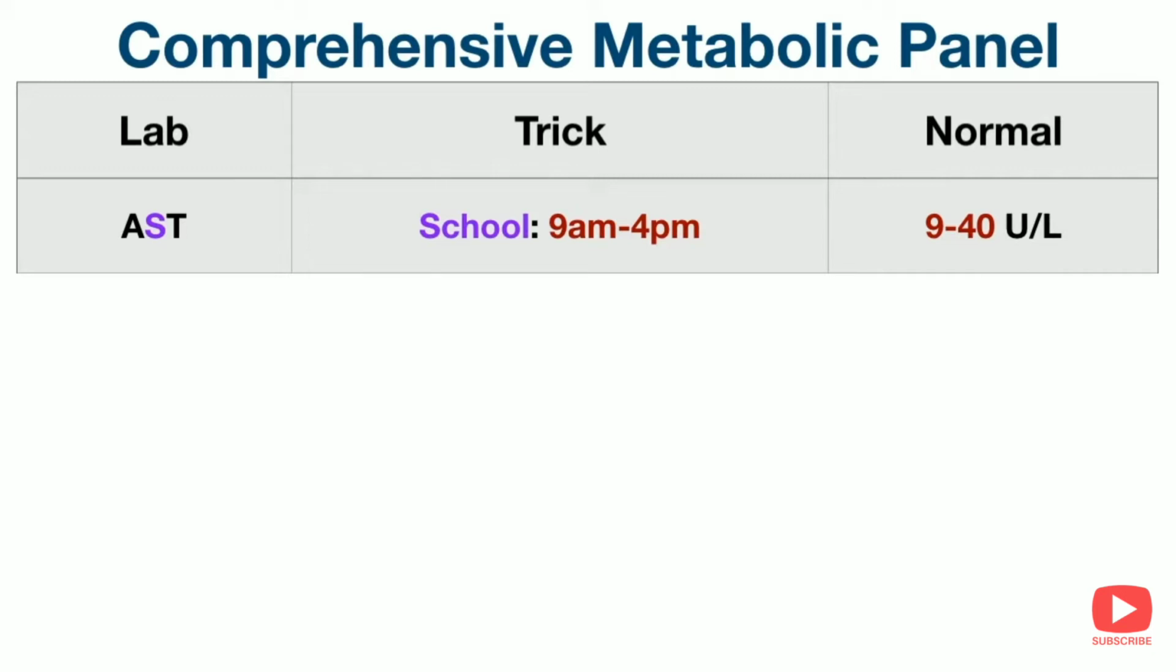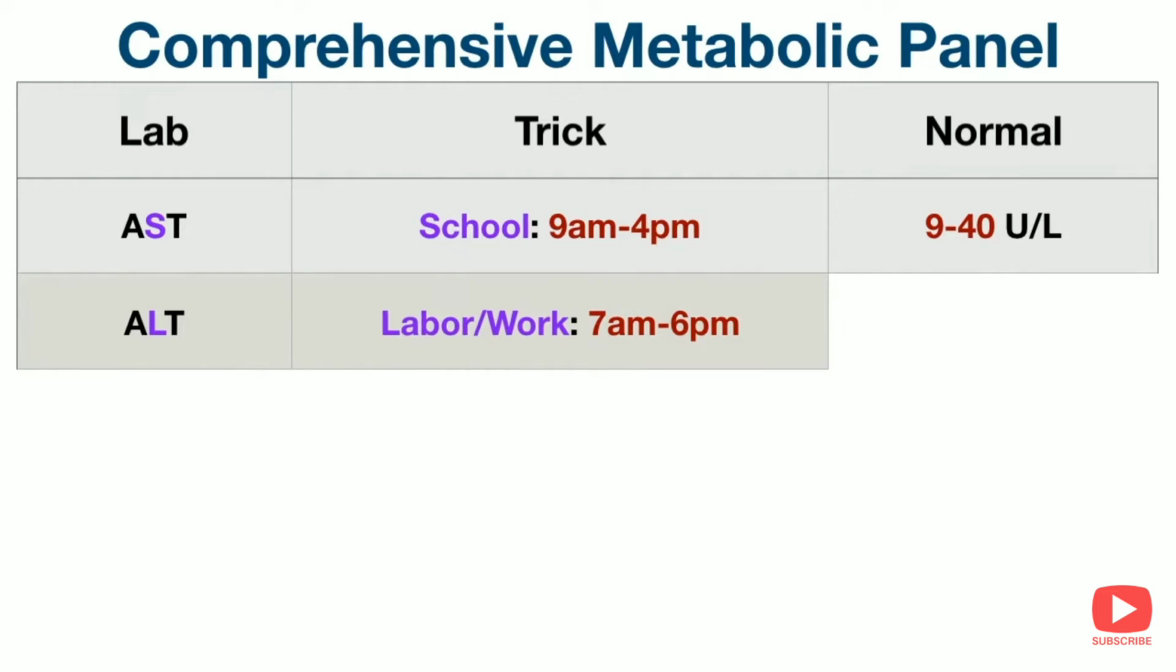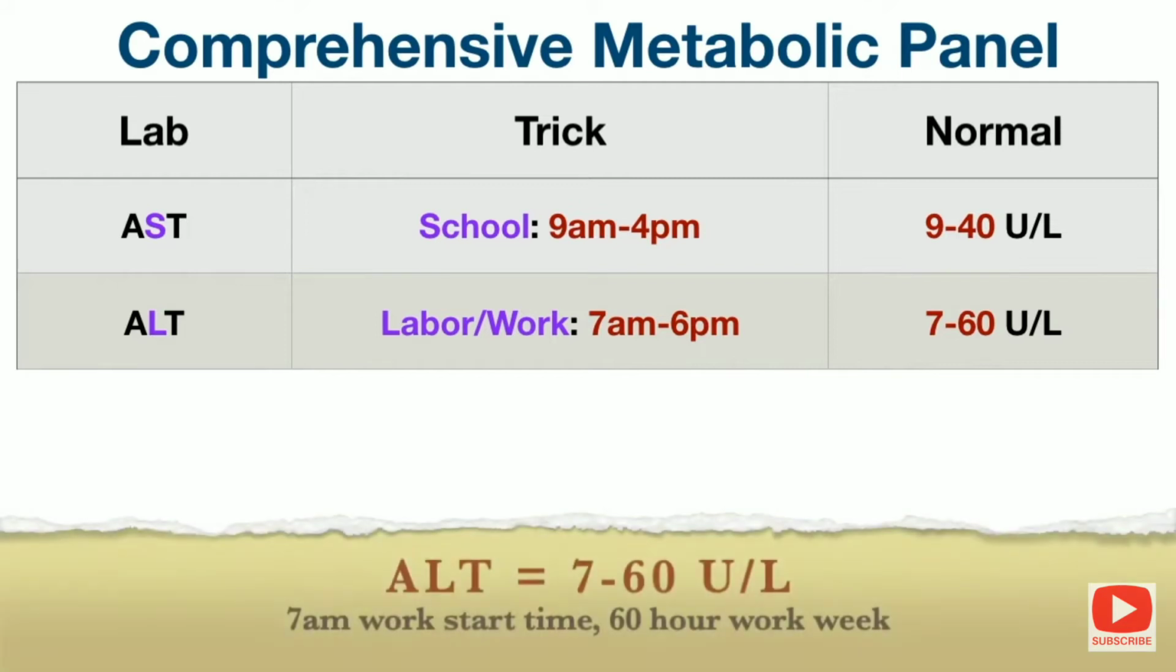You can do the same thing with ALT. You can use the L to remember labor or work. An average workday is longer than a school day and may start at 7 a.m. and end around 6 p.m. This will help you remember the normal range for ALT is about 7 to 60. Or you can use the 7 a.m. start time for work and a 60-hour work week to remember 7 to 60.